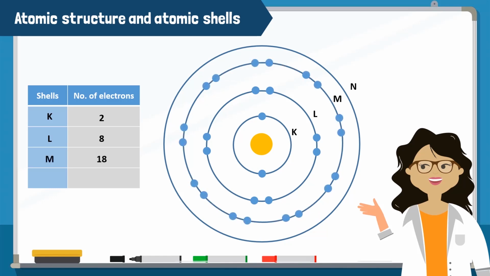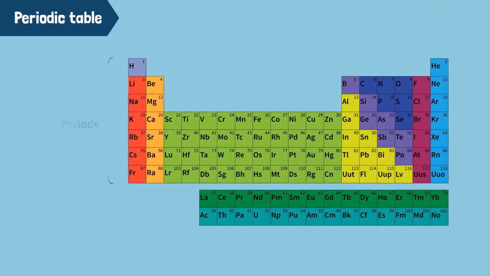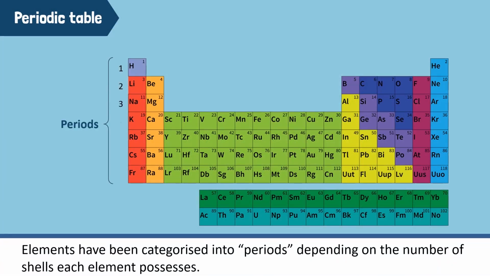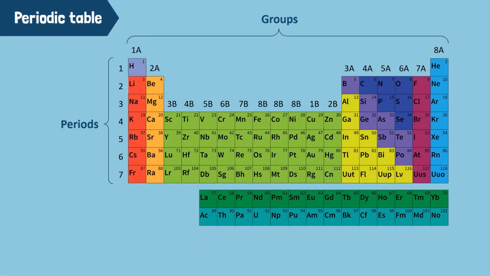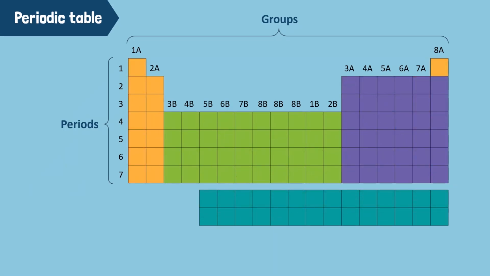The second shell, L, can hold 8 electrons, and the third shell, M, can hold 18 electrons. The N shell is even further away from the nucleus and can hold up to 32 electrons. Elements have been sorted into periods depending on the number of shells each element possesses, and into groups based on the number of electrons in the outermost shell, also known as valence electrons.